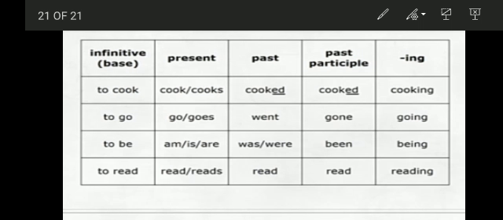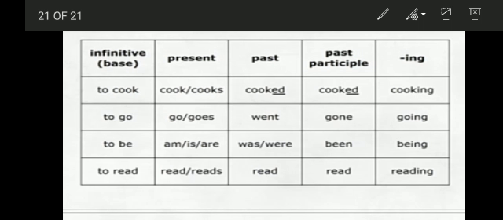Like over here you can see that cook is a regular verb, because we have the past and past participle with ed added to them. But as far as go is concerned, to go means that its past and past participle are different. They are went and gone, they are not going to be added with ed. So the last three words are basically irregular verbs.